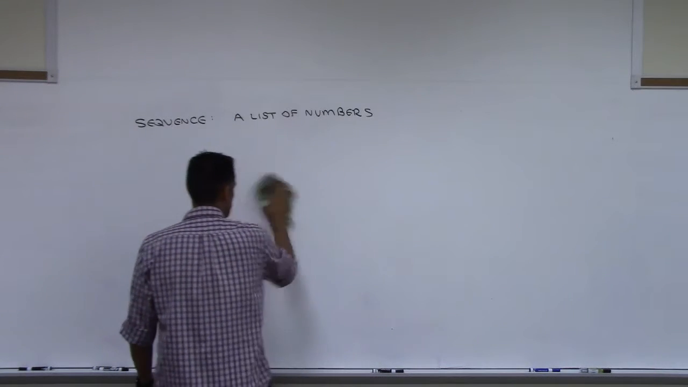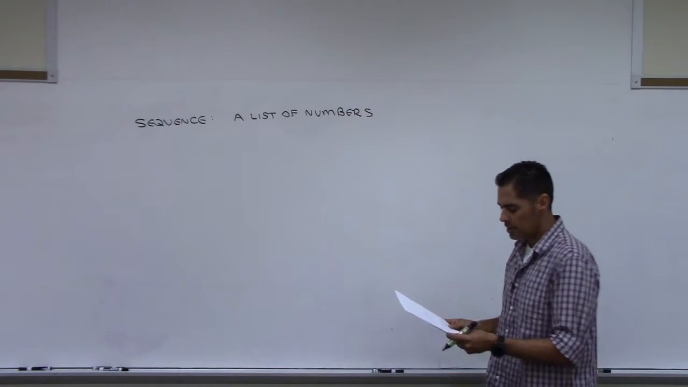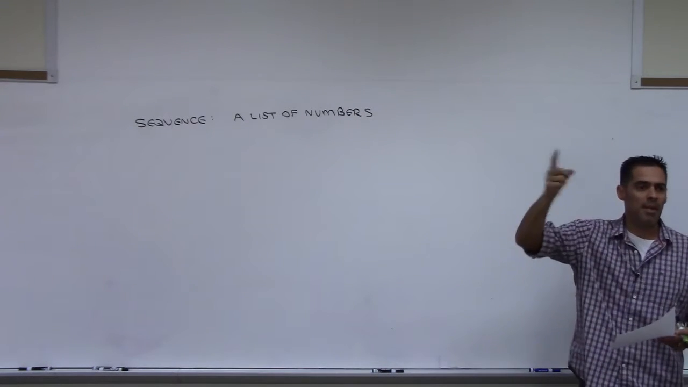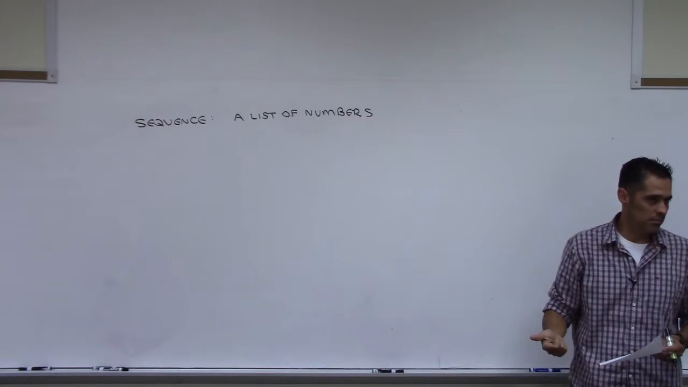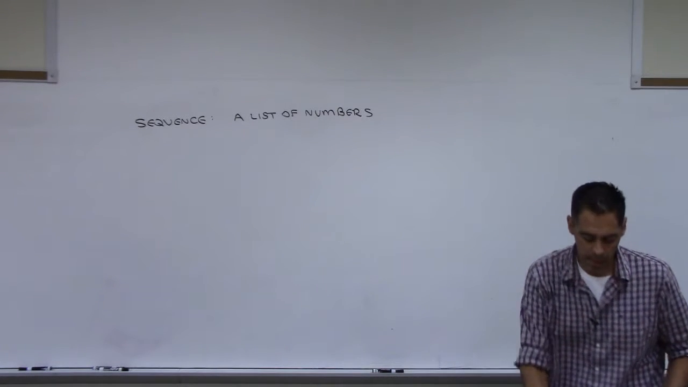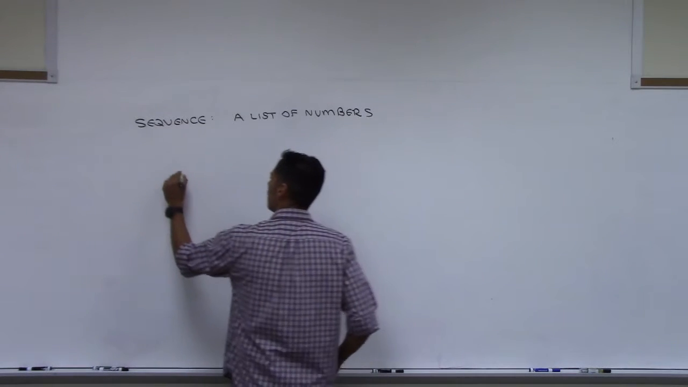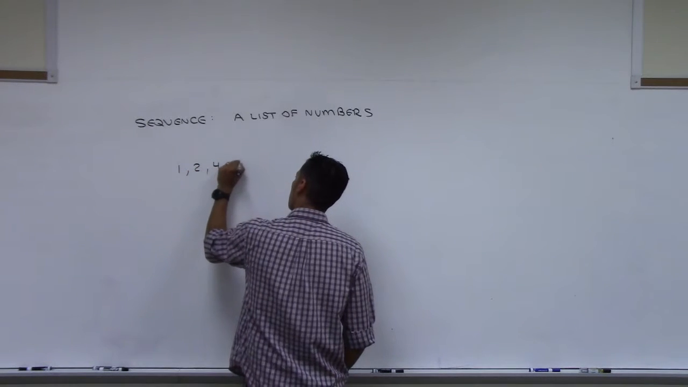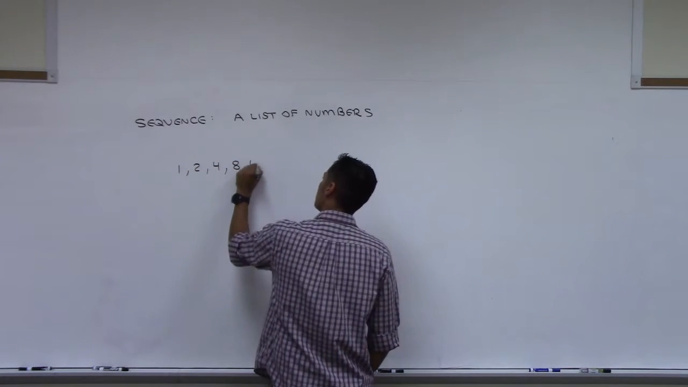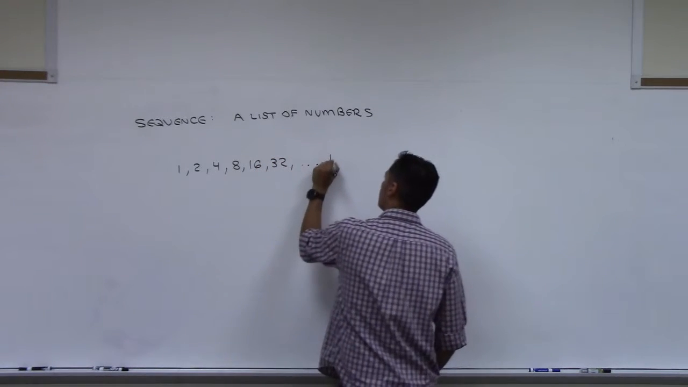Geometric sequences are still sequences, but instead of having a common difference between each one, they have a common ratio. So let me show you. They give you one here already, but I'll make up my own. 1, 2, 4, 8, 16, 32. Let's go out to 128.